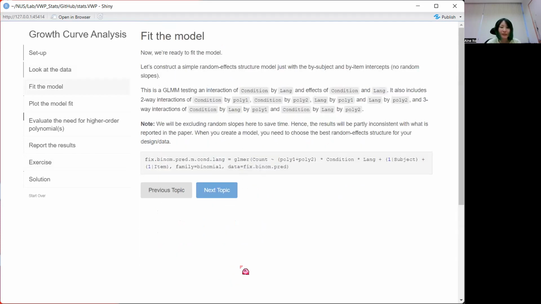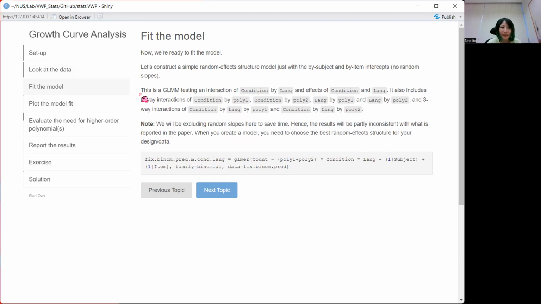Okay, now we can fit the model, now that we have the poly 1 and poly 2 values added to the data and we have coded the categorical variables. In this tutorial, we just fit a simple random effect structure model to save time, because a complicated model takes more time to run. That's why I removed the complex random effects. But obviously, when you apply this to your own data, please choose the random effects according to what you want.